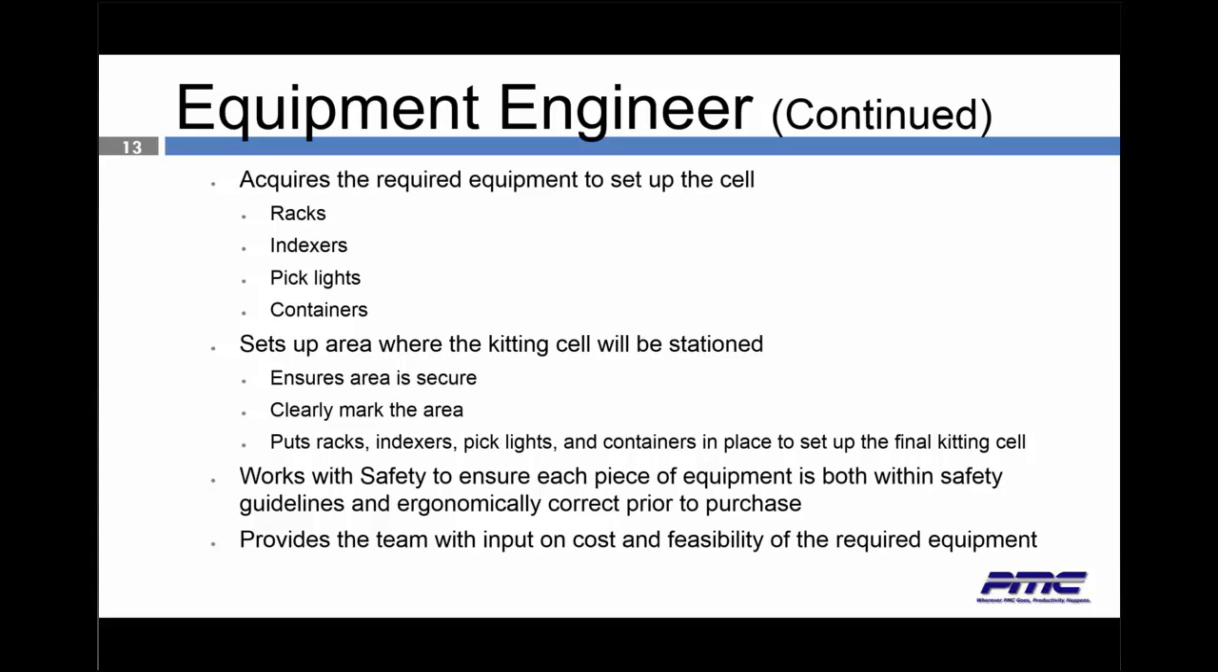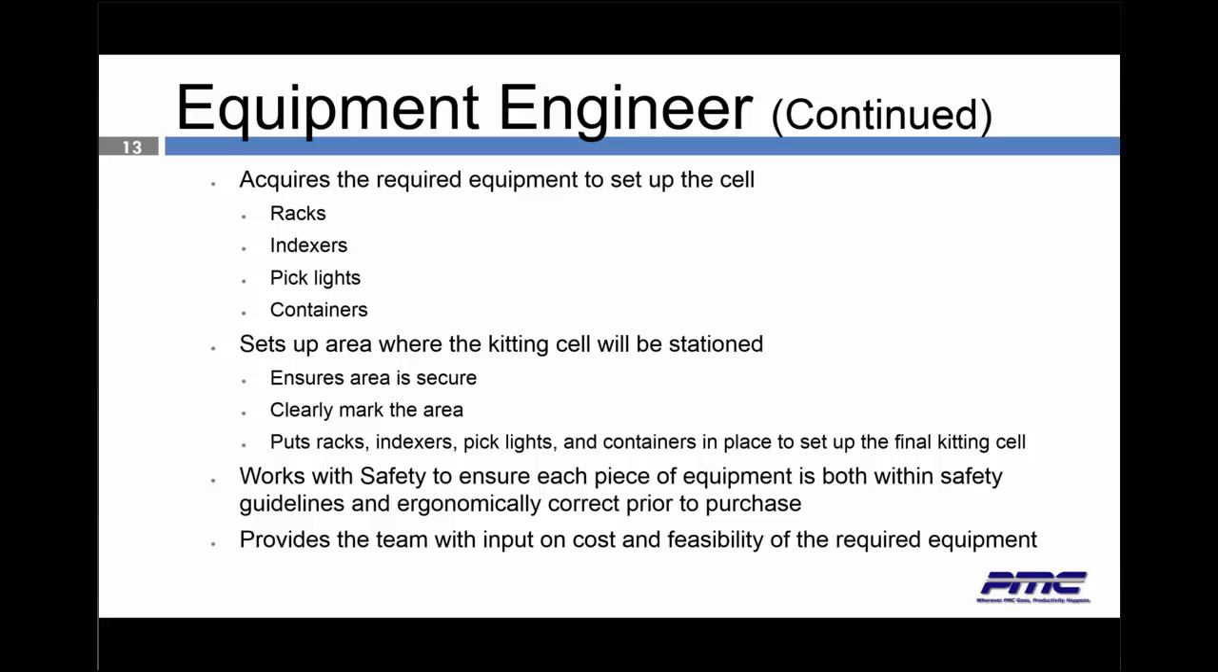The equipment engineer acquires the required equipment to set up the cell, such as the racks. Maybe it'll be an indexer. They may need to use pick lights on a certain cell. They may even be delivered in containers. They set up the area where the kitting cell will be stationed.